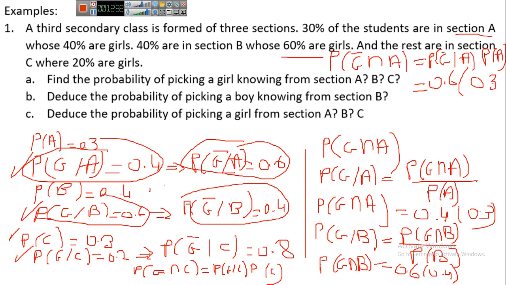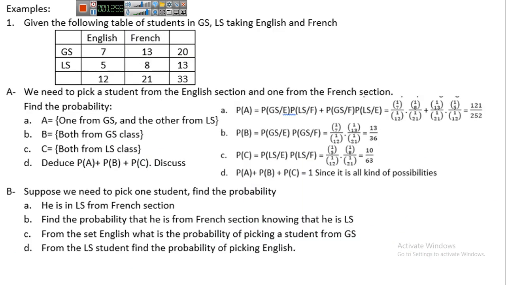Suppose I said I want the probability of picking a boy but not from B. A boy not from B and not B. So not B, I cannot do it this one, sorry. So that's it. This is a problem where we can use the conditional probability. So let us continue.